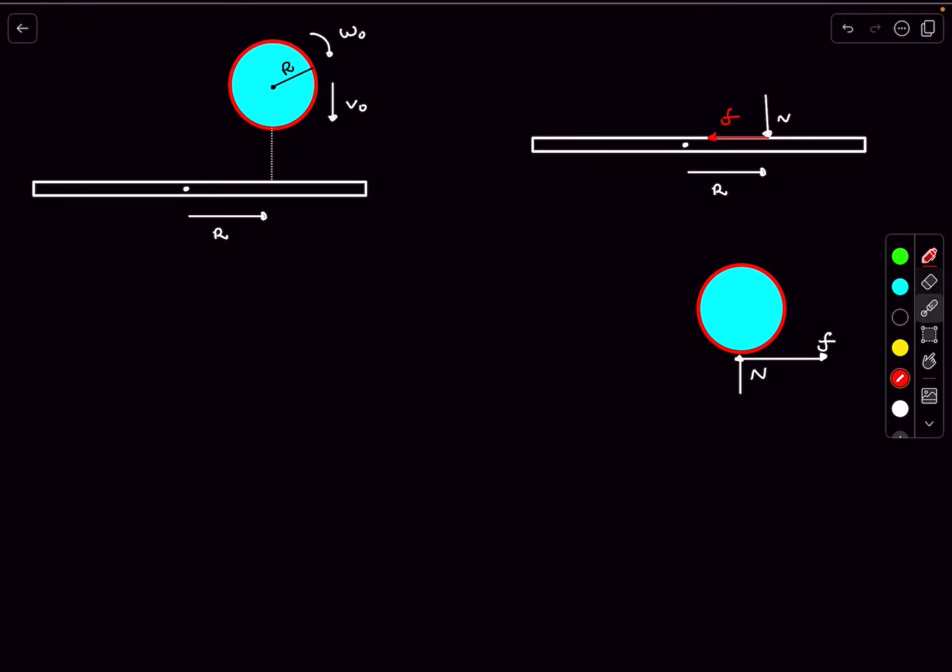These are the only impulsive forces acting on our system. We can ignore mg because it's not going to be impulsive. Its contribution to the impulse while the collision is happening is negligible.